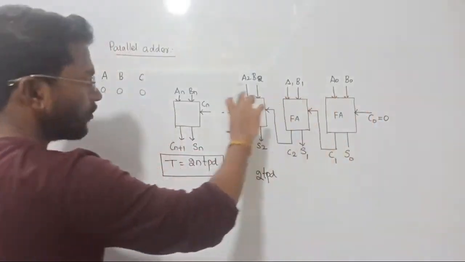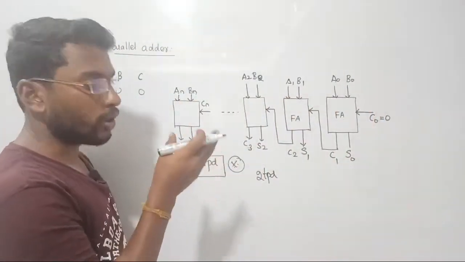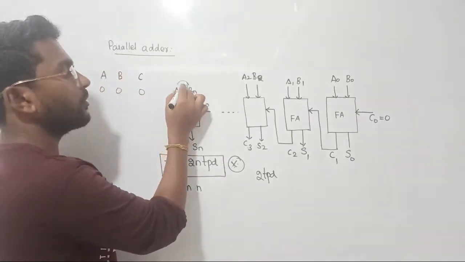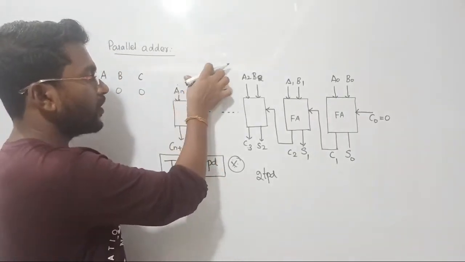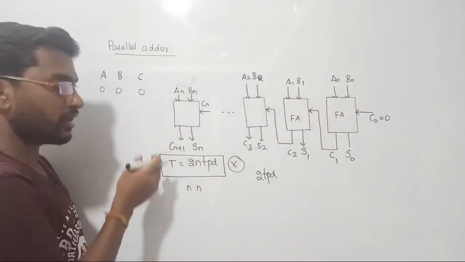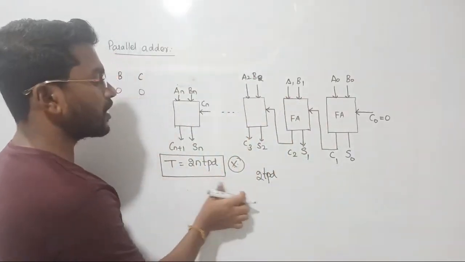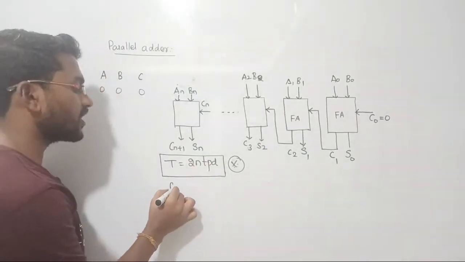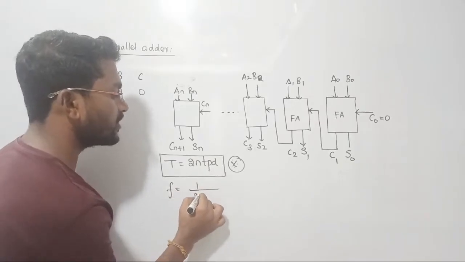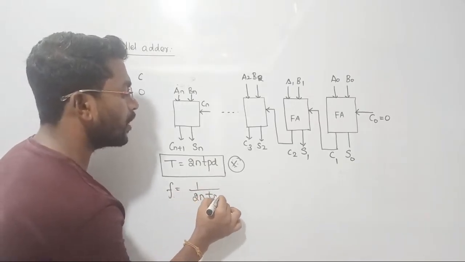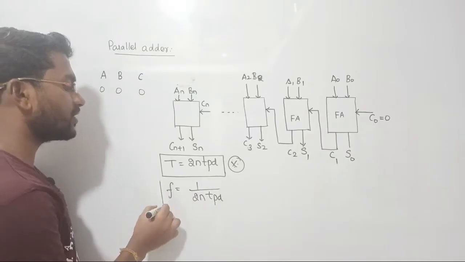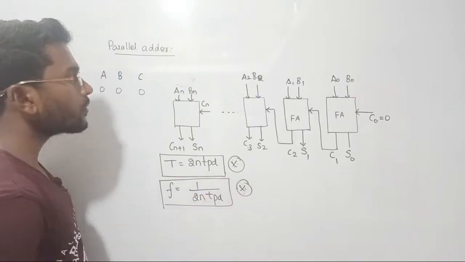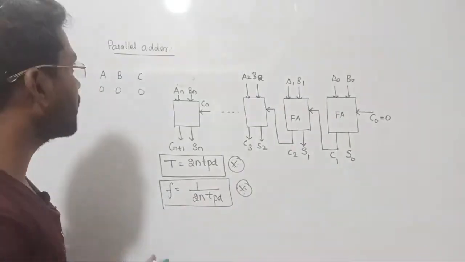If I consider n full adders, in order to add two n bits, we are considering n full adder circuits. So the total delay generated by the circuit is going to be twice of n into TPD, right? So from this, the frequency of the circuit can be written as 1 upon twice of n into TPD, because we all know time and frequency are always reciprocal to each other. I hope things are very clear to you all. Clear? That is how we are performing parallel operation.